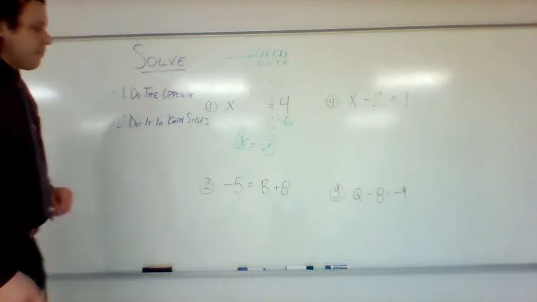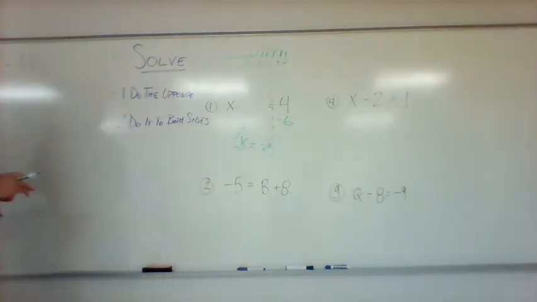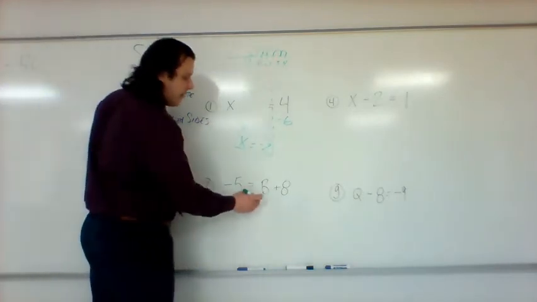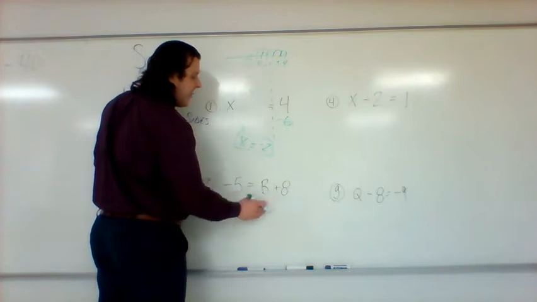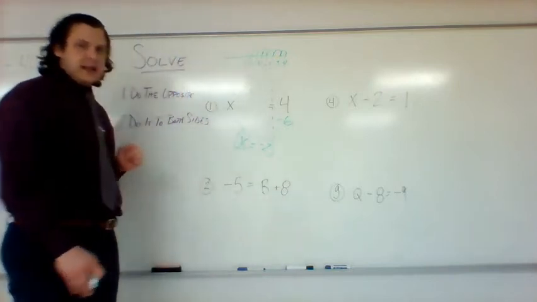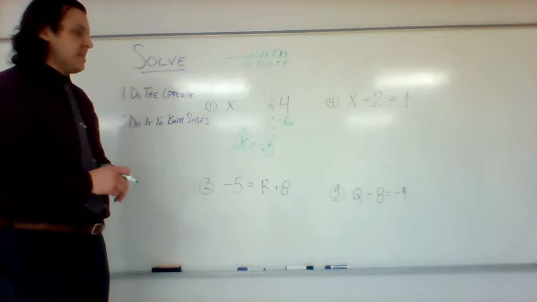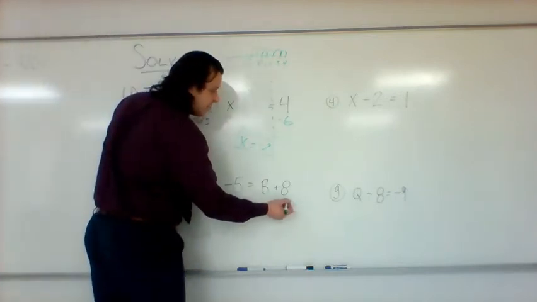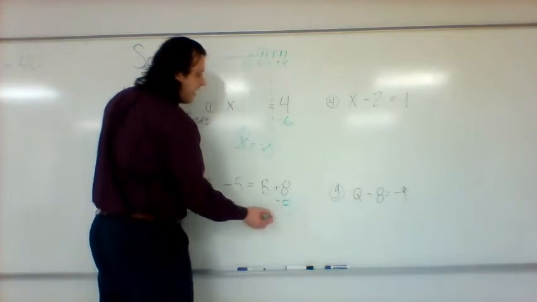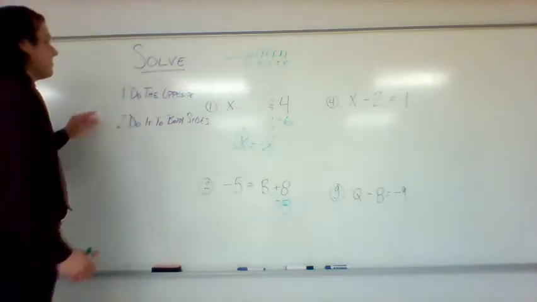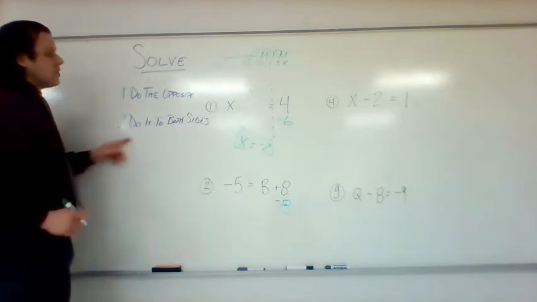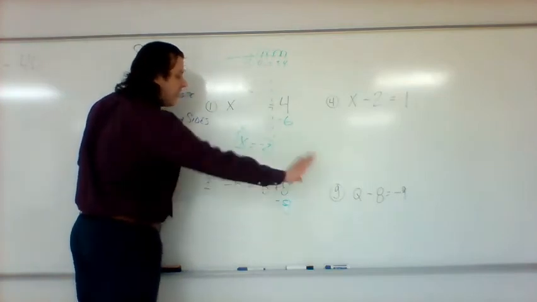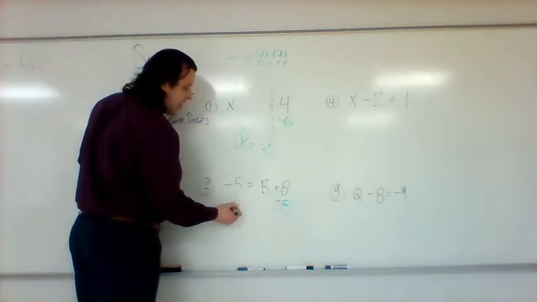Let's go and try problem 2. First off, we're going to start by doing the opposite. So here's the b, and here's a +8. We have a +8 next to it. So what's the opposite of +8? Well, the opposite would be -8. So I have b minus 8. And step 2 says do it to both sides. So if I'm going to subtract 8 over here on the right, I have to subtract 8 over here on the left.